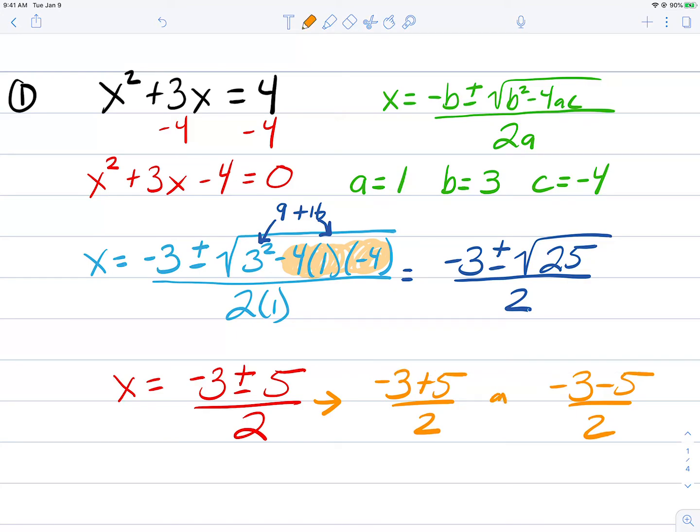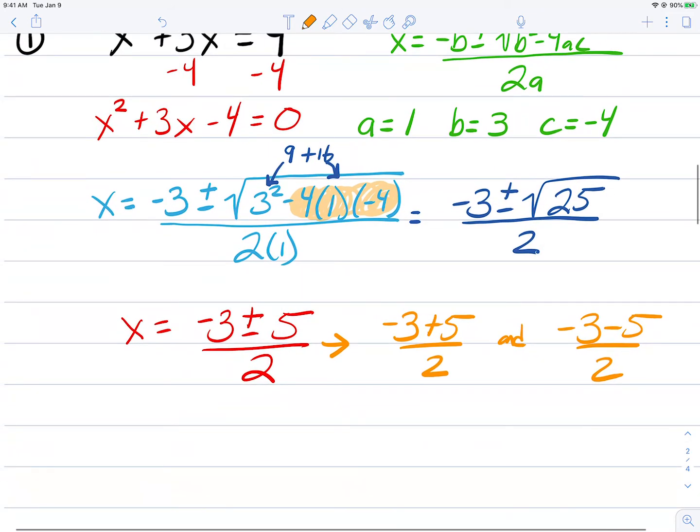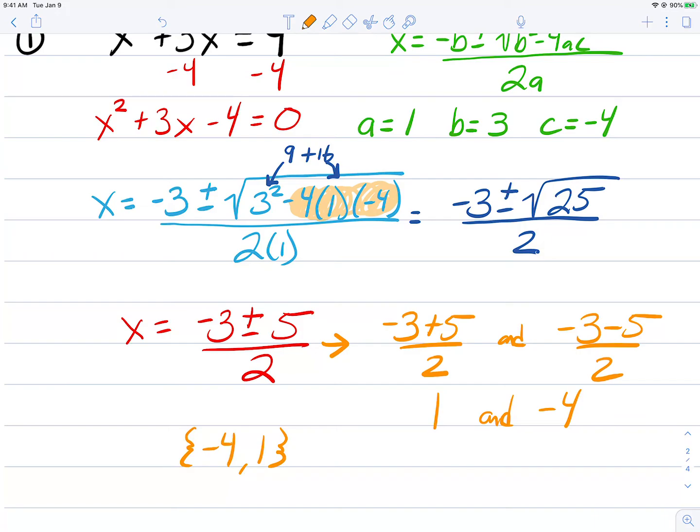And, because there's two answers. Okay, so let's figure out what this is. Negative 3 plus 5 is 2 divided by 2 is 1. Negative 3 minus 5 is negative 8 divided by 2 is negative 4. So there's my two answers. X can either equal negative 4 or 1. So those are my two answers for X.